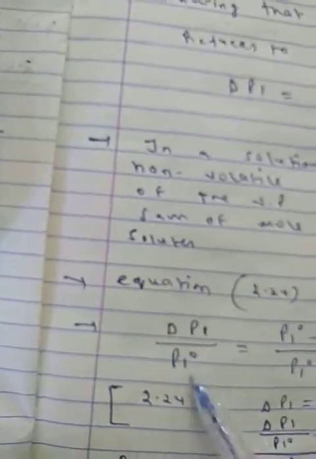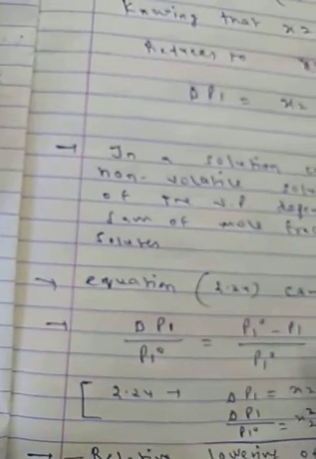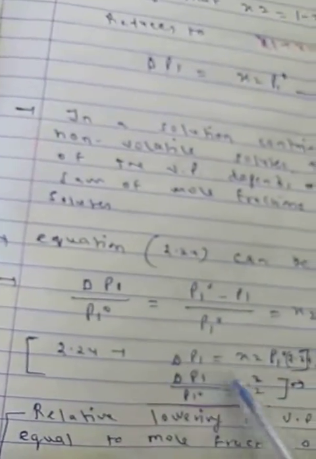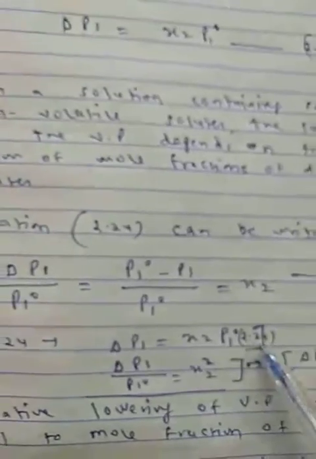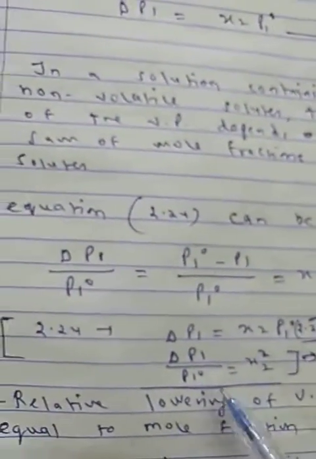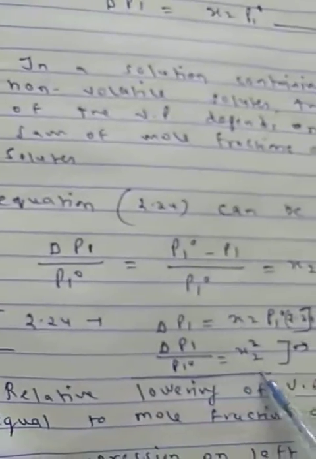Now in a solution containing several non-volatile solutes, there are two types of solutes, volatile and non-volatile. We are using non-volatile. The lowering of vapor pressure depends on the sum of the mole fractions of the different solutes. Equation 2.24 can be written as delta P1 is equal to x2 P1°, and delta P1 upon P1° is equal to x2.